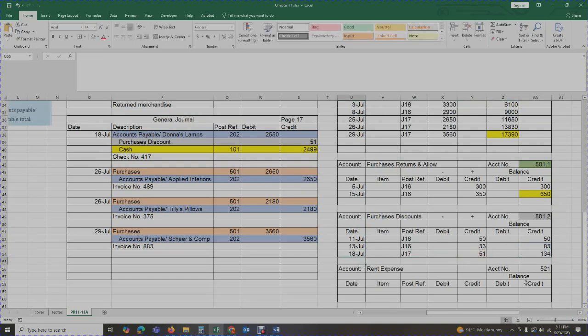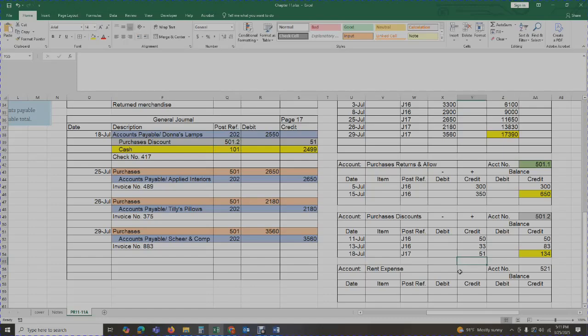That gives me a $134 credit. Okay, that is the last item. So that is my ending balance on my purchases discounts. I've got discounts of 134. I'm going to go back and enter 501.2.